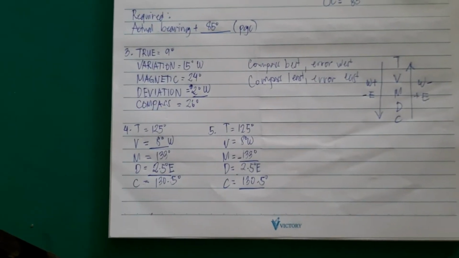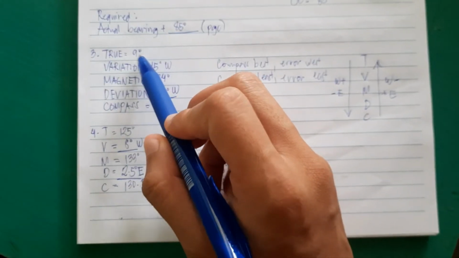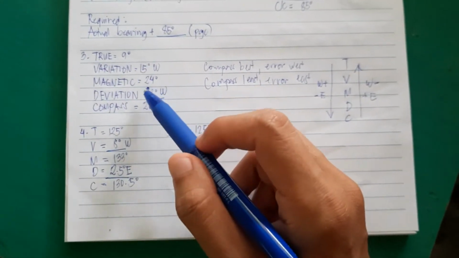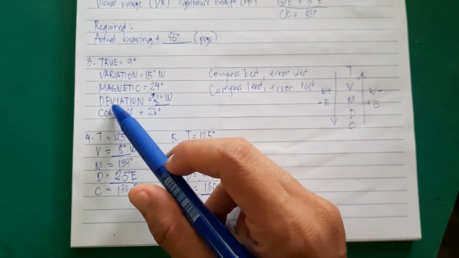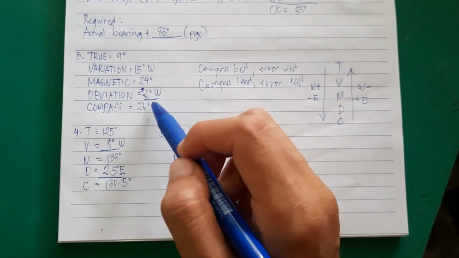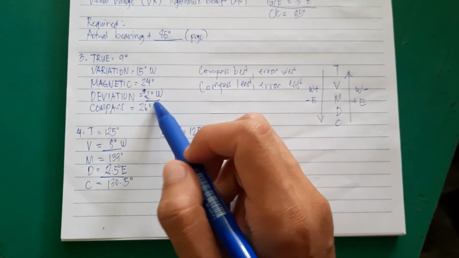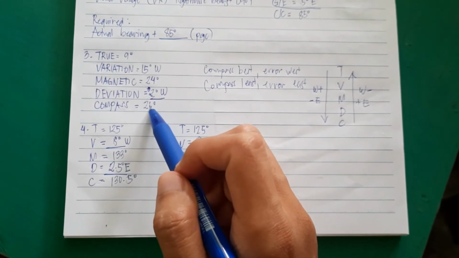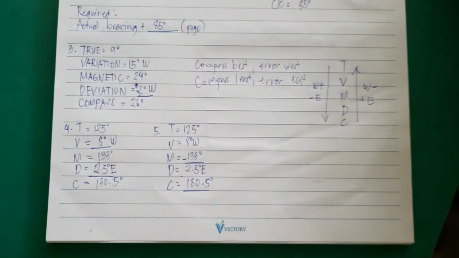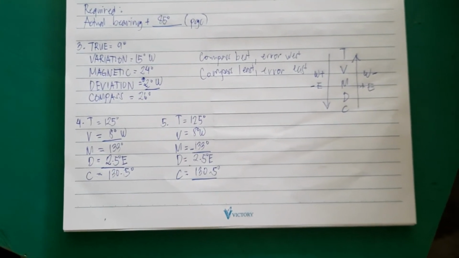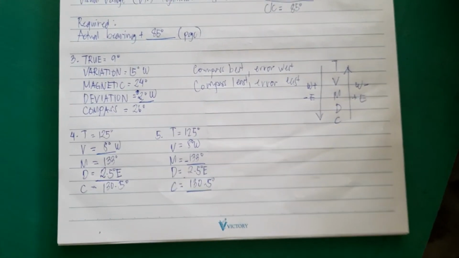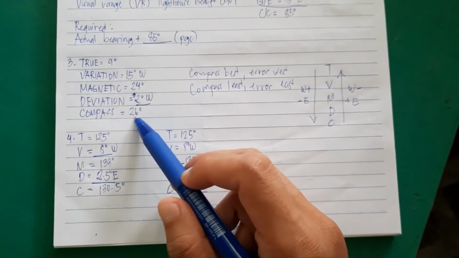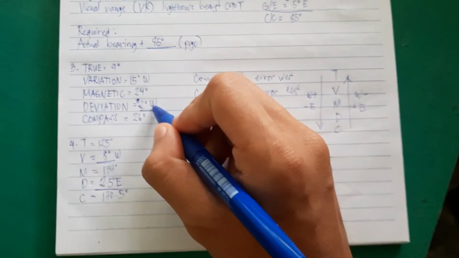Number 3, given: true course 9 degrees, variation is 15 degrees west. The magnetic course is 24 degrees and deviation is missing. This is what we're going to find. And the compass given is 26 degrees. So the first step is always remember the rule: compass best, error west. Compass least, error east. So the compass is greater, that's why this is west.